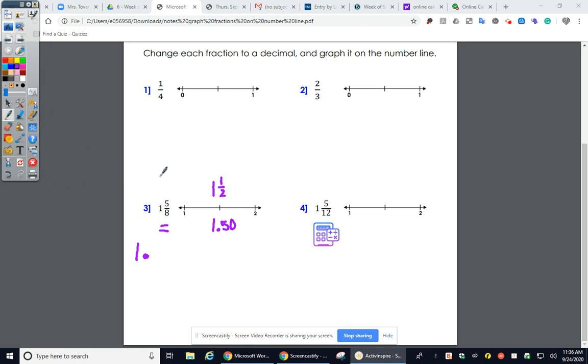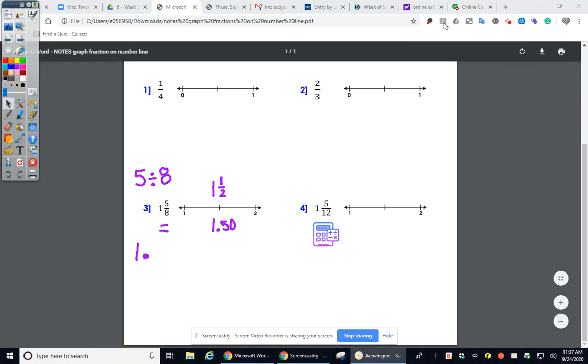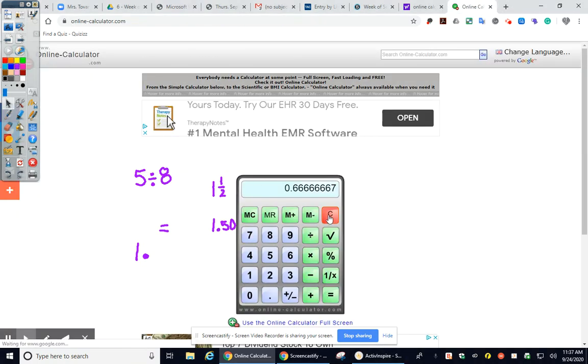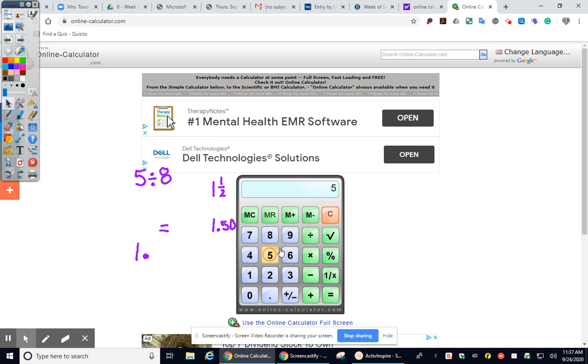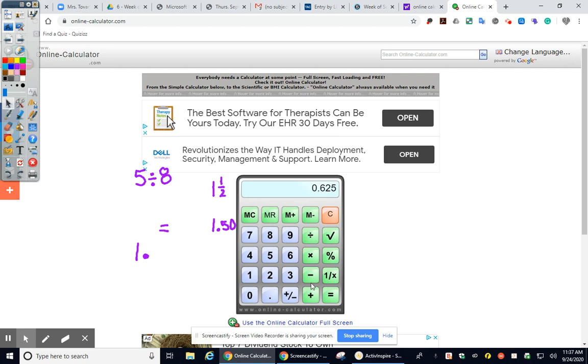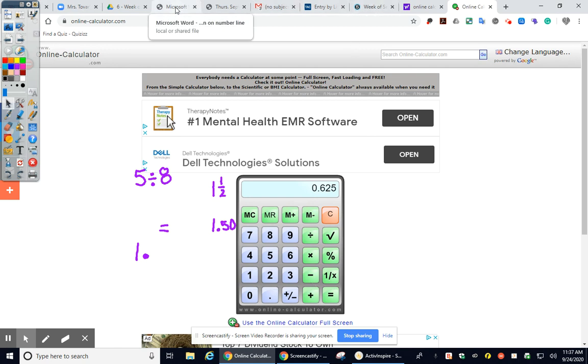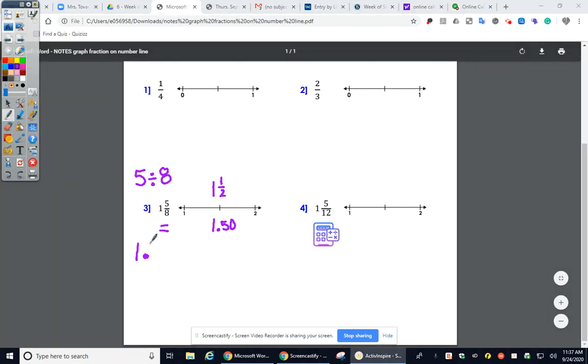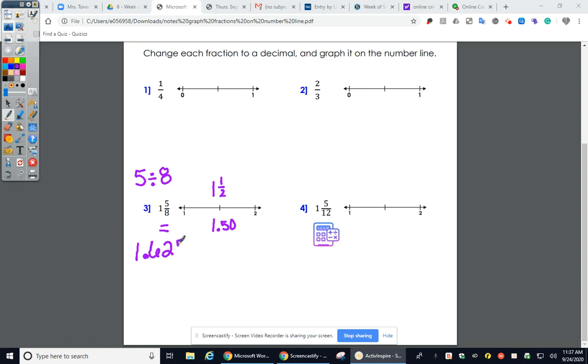So I'm going to change 5/8 to a decimal by doing 5 divided by 8. I'm going to go to my calculator and hit clear and then hit 5 divided by 8. And we have 625 behind the decimal. So I'm going to put 0.625. But I don't need this 5 because I want everything to look like money. So I can take off what I don't need. And now this looks like $1.62.